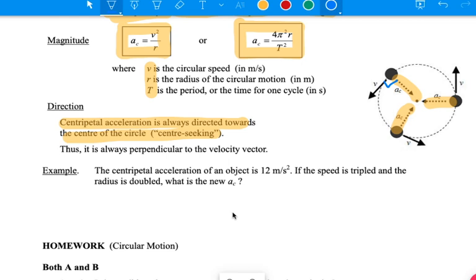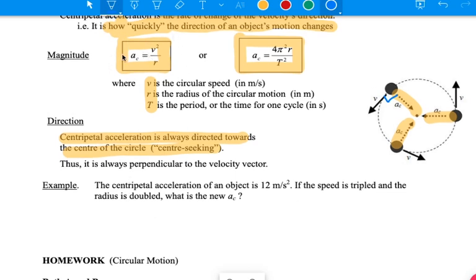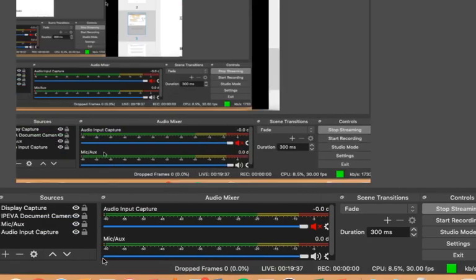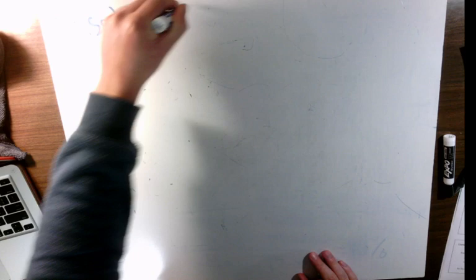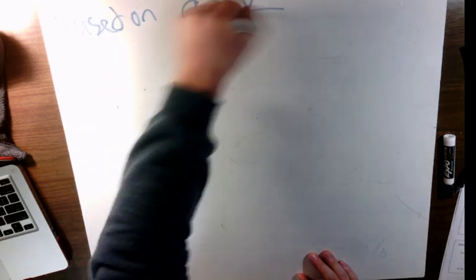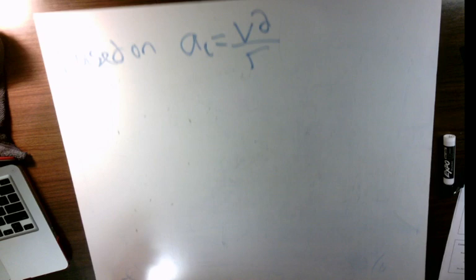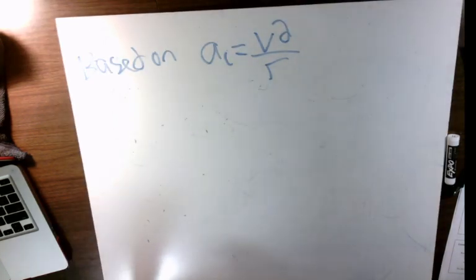Okay, our final question for the lesson 1. We have given centripetal acceleration. We know that the speed is tripled and the radius is doubled. So we're going to be working with this formula here. We're basing this on centripetal acceleration, which is equal to speed squared over radius, because they're not telling us anything about period. So we can't use that definition or formula of centripetal acceleration.